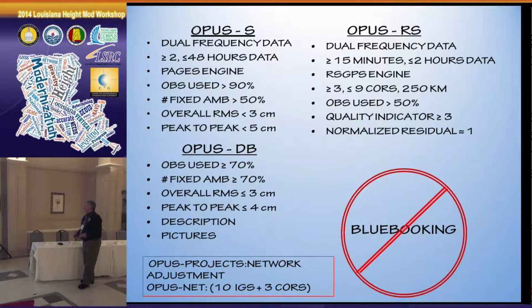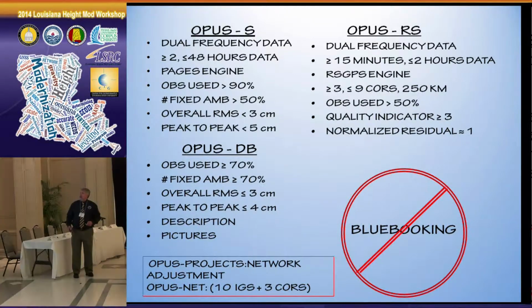So anyway, OPUS-DB, submit to NGS, and you can then develop GPS on benchmarks very easily that way. There's a program, OPUS Projects, that you need training to do. NGS has to train you. Dave Newcomer is an authorized trainer in the back there. Matter of fact, most of the NGS state advisors are trainers. Most of the training that I know of is free. And once you do that, you can actually go in and use the project to do network adjustments, which is cool.